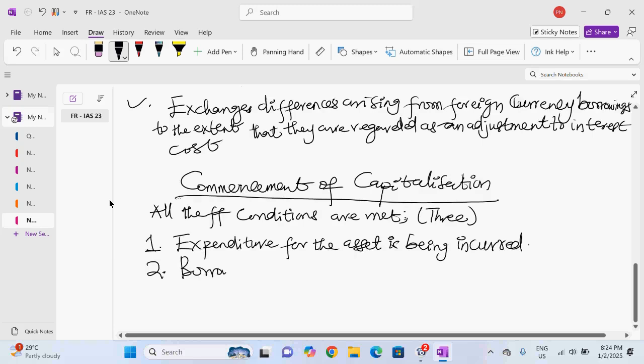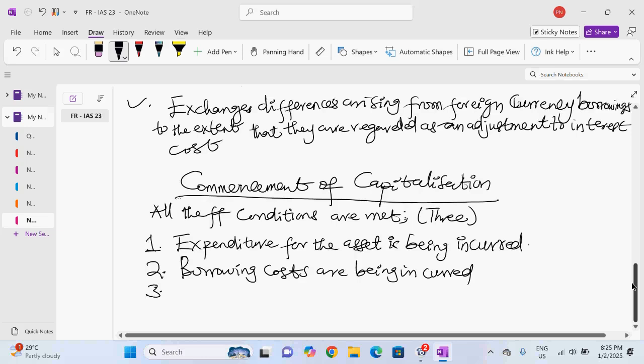The second one is that borrowing costs are being incurred. Borrowing costs is the interest. You have started incurring interest on the loan. Interest on the loan has started.